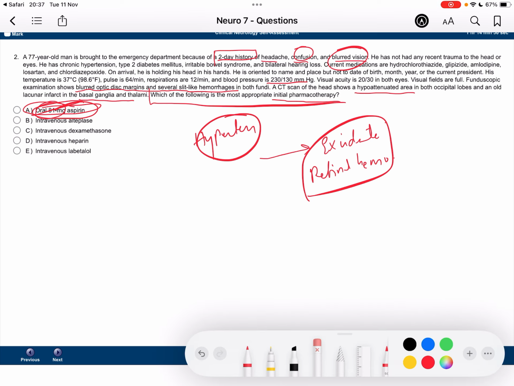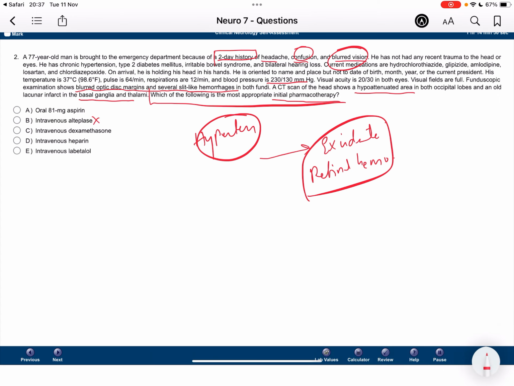Next we talk about another option where the examiner is talking about intravenous alteplase. Intravenous alteplase is usually done in infarct, embolus, but this is not the option here because the patient has got hypertensive encephalopathy. Intravenous dexamethasone is not a treatment option because it is usually used in patients who have edema because of brain tumors. Next we talk about intravenous heparin, usually for a venous clot or a patient who has got an embolic stroke. That is where we have to use it.